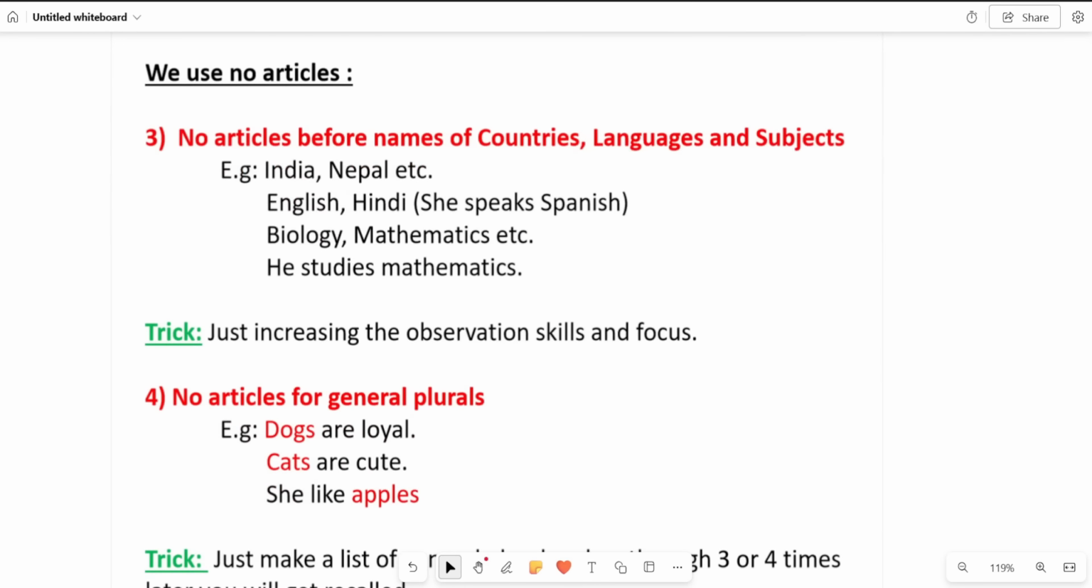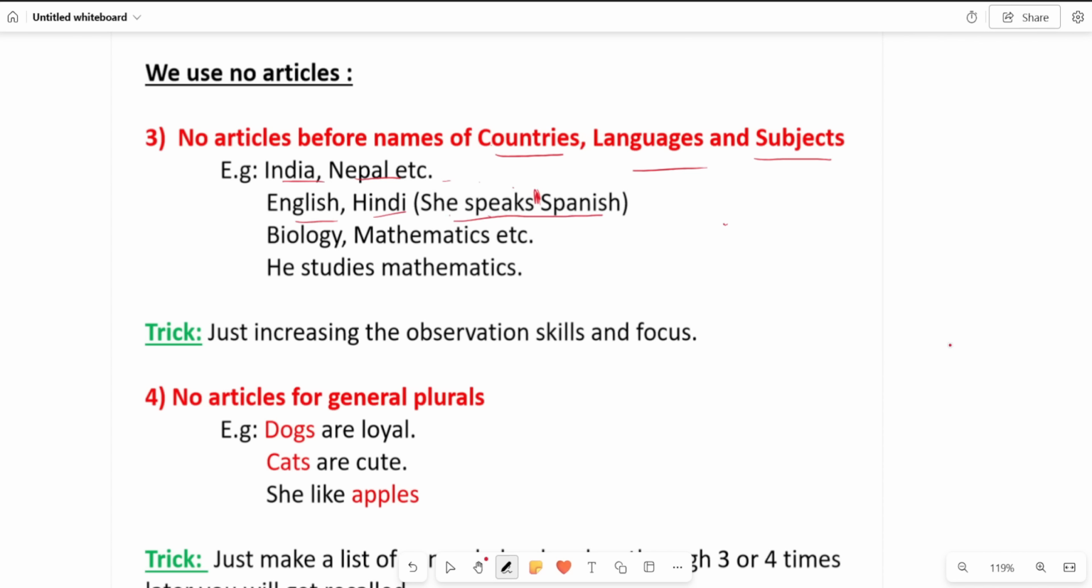Then we use no article before names of countries, languages and subjects. For example, before India and Nepal, and there are so many names of countries, we don't use any article. Now we use an article before, we do say, the United Kingdom, etc. Why we use it, we'll understand in another video which is about the definite article. Then like Hindi, English, for example, she speaks Spanish, we don't use any article here, isn't it? So that's the reason.